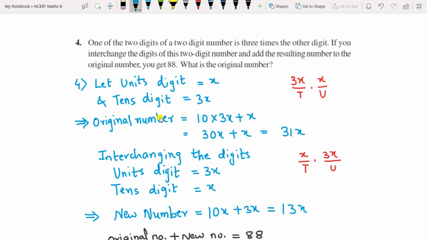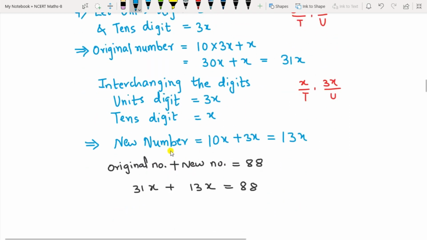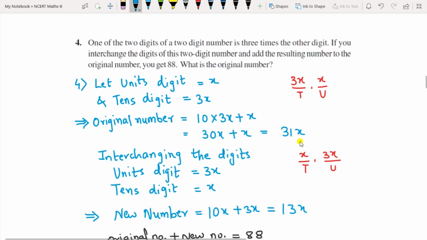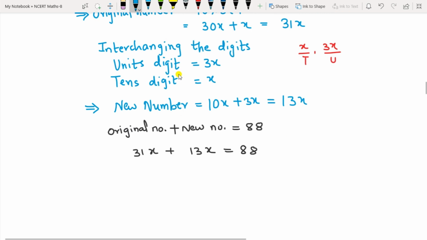If you interchange the digits, so assuming this, the original number becomes the tens digit multiplied by 10 and added to the unit digit, you get the answer as 31x. Now interchanging the digits, you get the new number as 13x. Okay, so further they are asking to add the resulting number to the original number, you get 88. So you have to add the original number to the new number and you get 88.